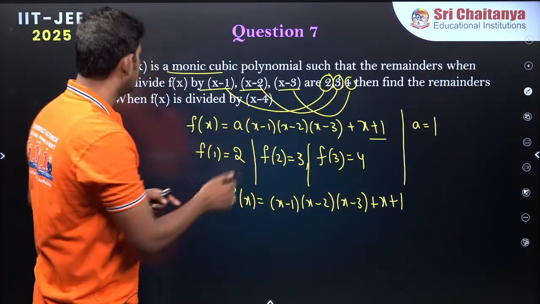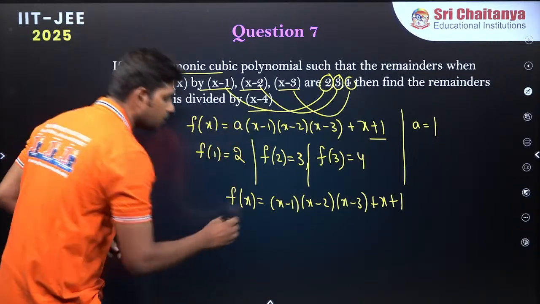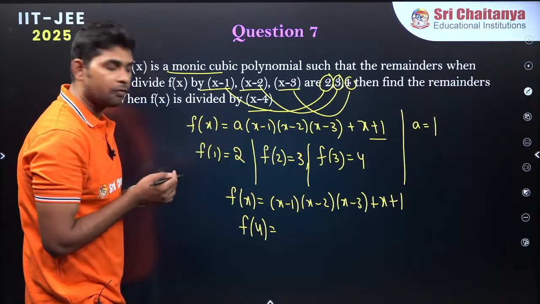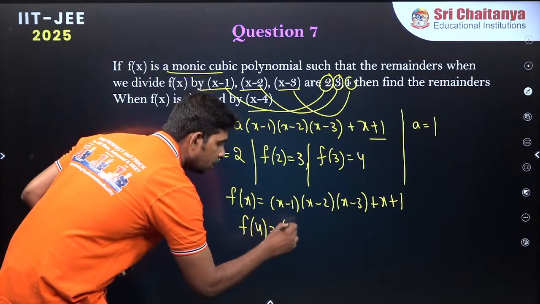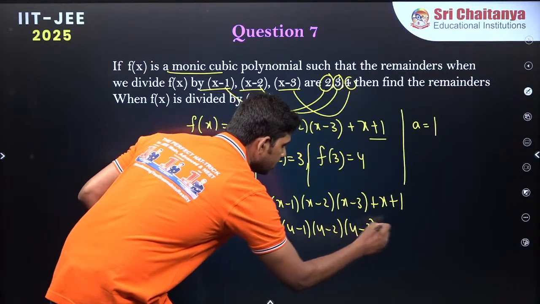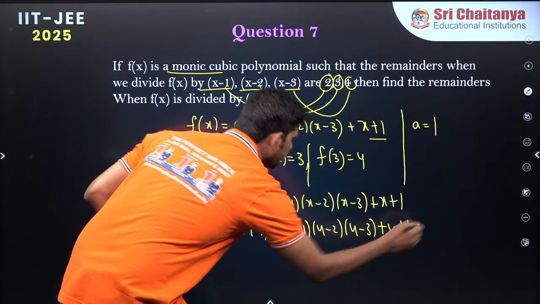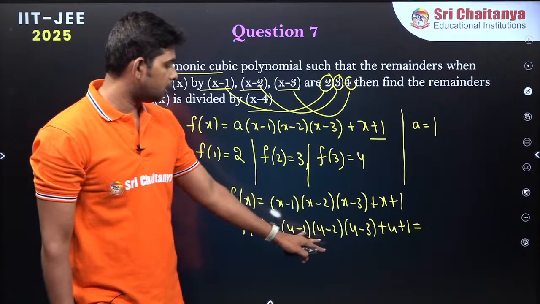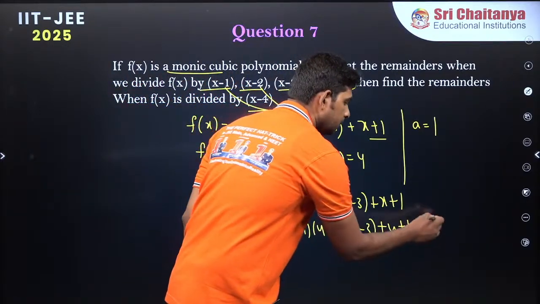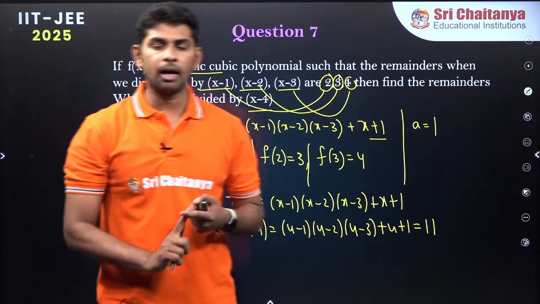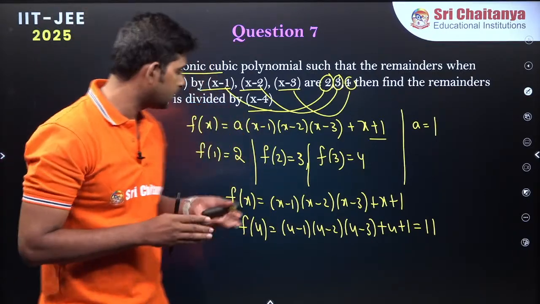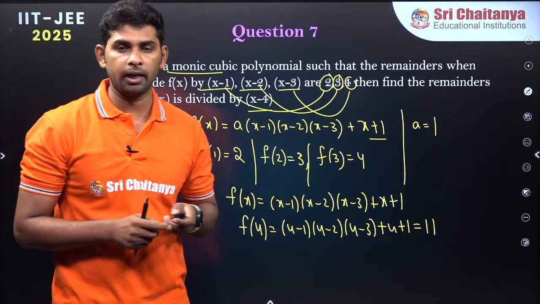Now what we need to find? When we divide by x minus 4, that is nothing but f of 4. We just need to plug in the value 4 in place of x. That gives us 4 minus 1, 4 minus 2, 4 minus 3, plus 4 plus 1. What is the value of that? You can see 3 into 2 into 1, which gives us 6, plus 4 plus 1, which is 11. So 11 is our answer. 11 is going to be the remainder when we divide f of x by x minus 4, right?